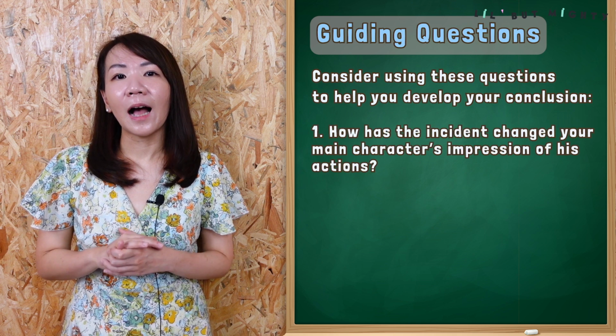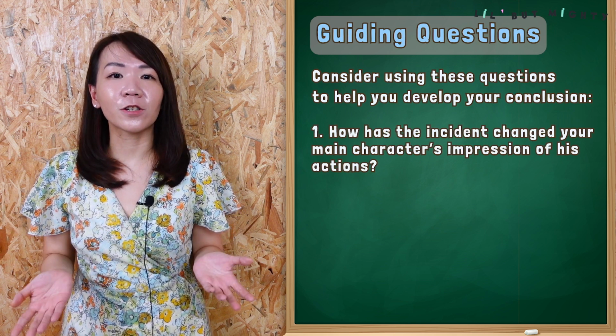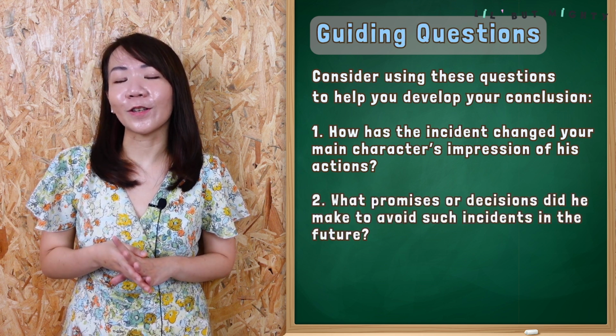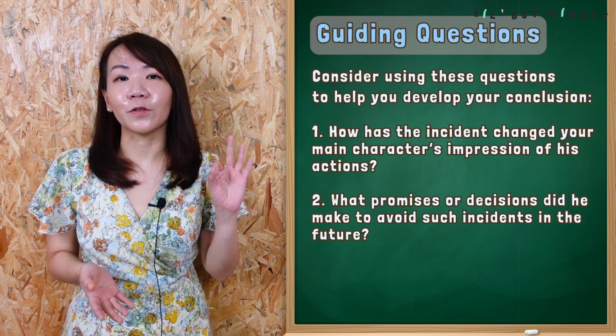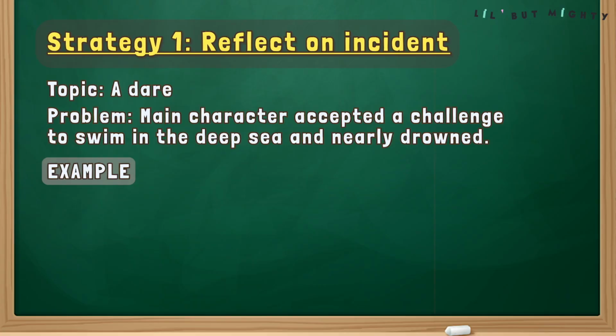Number 1. How has the incident changed your main character's impression of his actions in the story? Number 2, what promises or decisions did your character make to avoid such incidents in future? Number 3, how did your character feel after the incident? Let's look at an example that fleshes out these points.